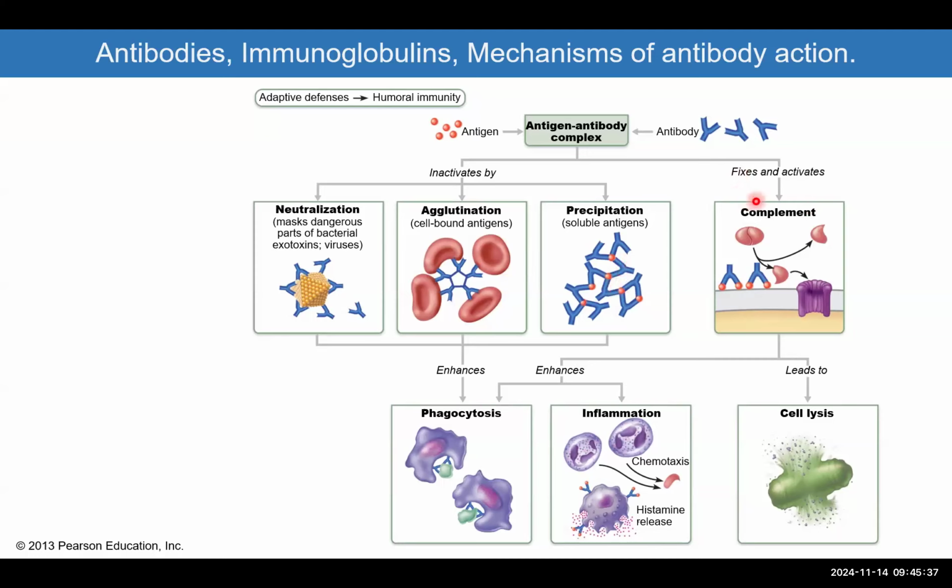Or it can be combined with the complement system to make the pore, and therefore it can perforate the membrane of the target, like if it's a bacteria. So that's a combination between the complement system and antibodies. Okay, so I want you to know these.